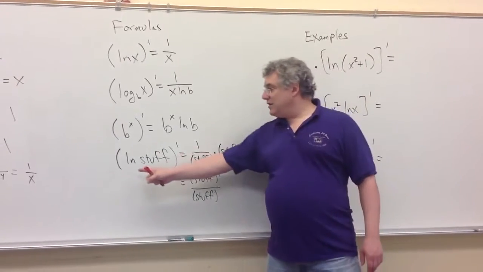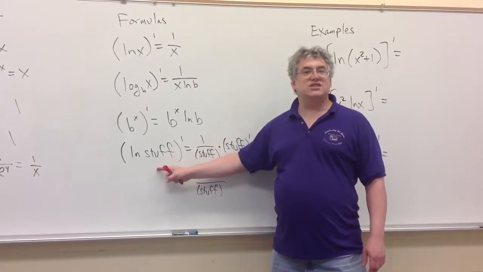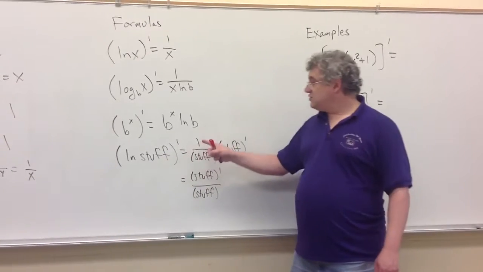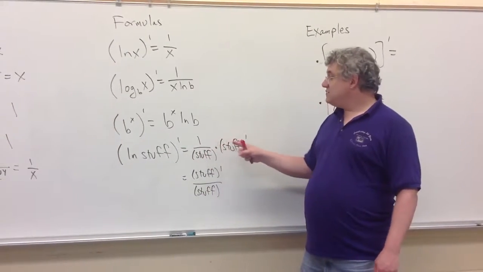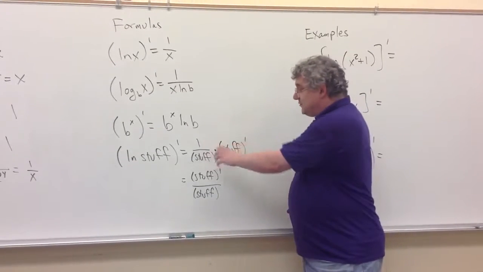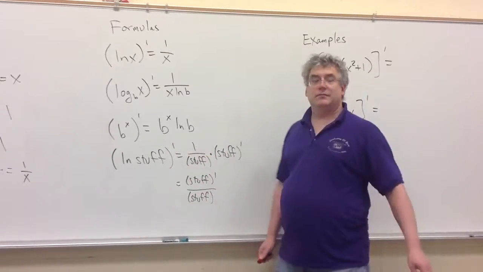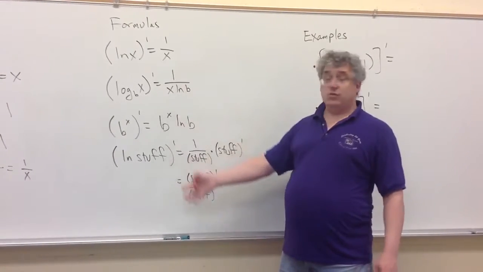And then one last one, the natural log of something, stuff. This is a generalized logarithm rule. So its derivative is 1 over the something times the derivative. This is the chain rule. Or if you want, because this is a fraction, we could pull this up here and just get the derivative over the original. Here are the rules we use.